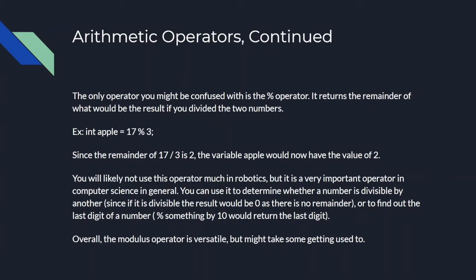Otherwise, you can use it to find the last digit of a number by modding it by 10, since that will return the last digit of a number. So saying that 117 mod 10 would return 7, since 7 is the remainder and is the last digit of the number. The modulus operator can take some getting used to, but it is very versatile and I recommend you learn how to use it.